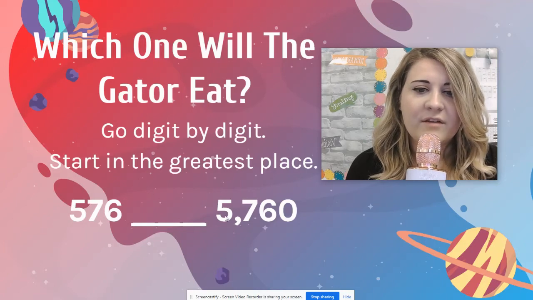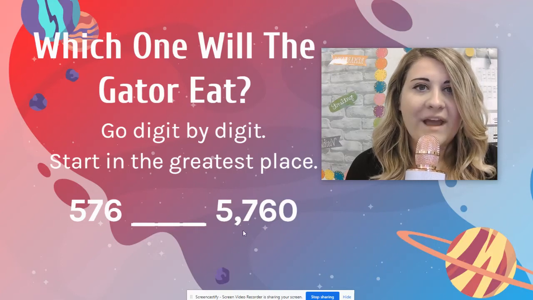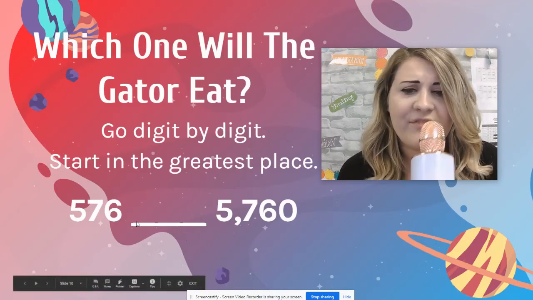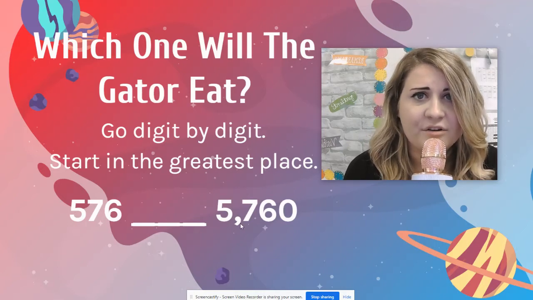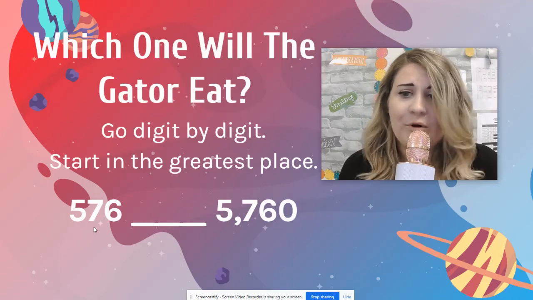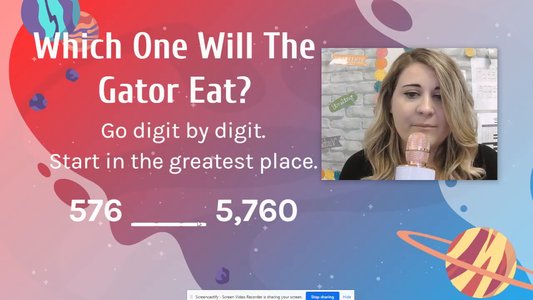So don't get confused if you see 576 and you see 5,760. You're like, oh, they got a 5, a 5, a 7, a 7, a 6, and a 6. That doesn't matter because this has a whole extra place. If it's a 4-digit number, buddy, that's way more than this, right? Would you rather have $576 or $5,760? I don't know about you, but I want $5,000 more than 500. That's way bigger. So I'm going to have my Gator eat this number.